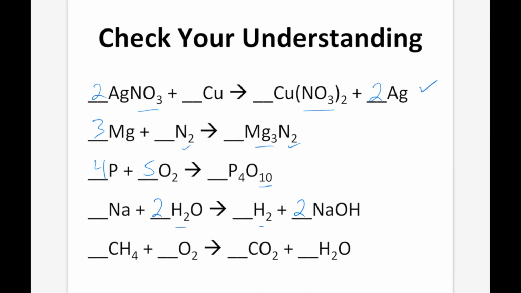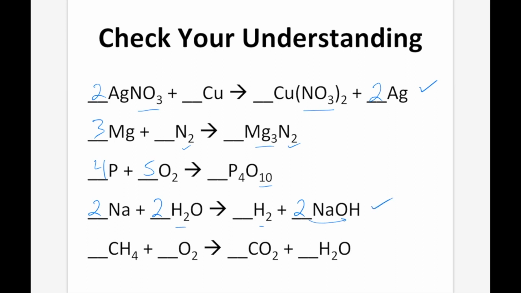Now, by doing that, we've changed our sodiums. We now have 2 sodiums on the right. We need to put a 2 here, so now we have 2 sodiums on the left-hand side. Now we're just going to make sure everything is good. We have 2 sodiums on the left, 2 on the right. We have 4 hydrogens on the left. We have 4 hydrogens on the right. We have 2 times 1 oxygen on the left. We have 2 times 1 oxygen on the right. So we're done.